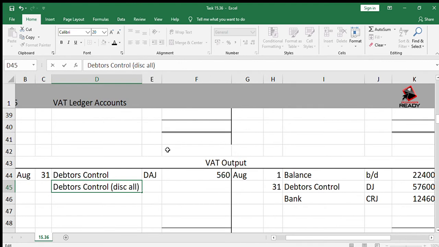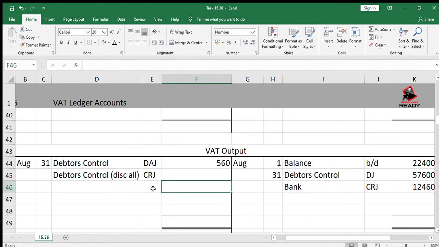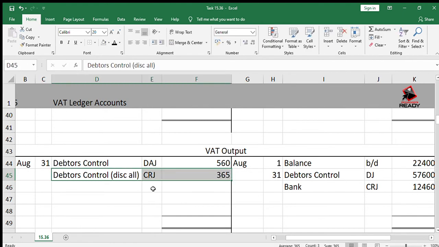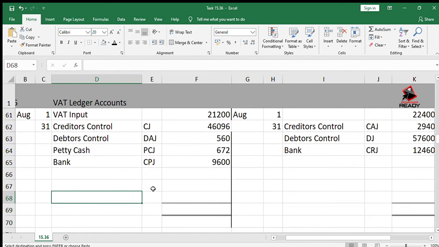Remember, discount allowed, discount received, etc. are not standard things, so it's important for you to always keep this in mind, which is why I make a note of it. Okay, this is from the CRJ, and the amount that we've calculated was 365. Again, if you were only doing the VAT control account, it would go to the VAT control account on the debit side as well.